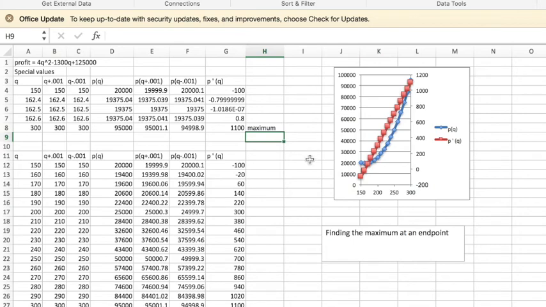As opposed to the examples one and two, where the maximum was the place where the derivative is zero, this is an example where the maximum is one of the endpoints that we had to consider.